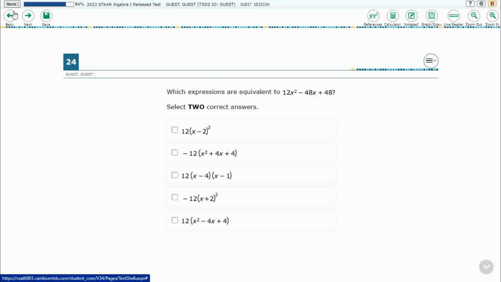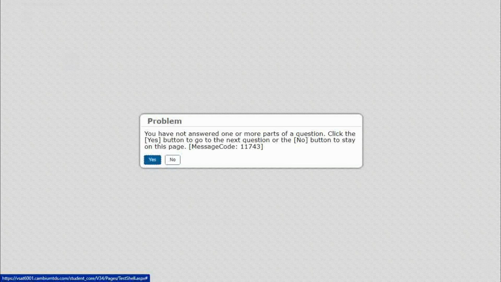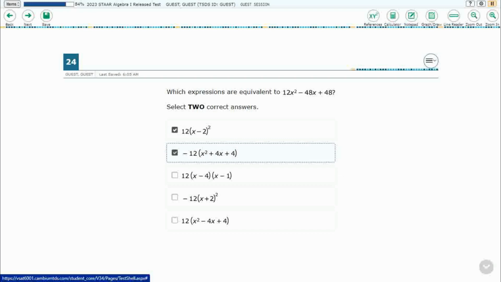Alright, so we need to select two answers here. You notice what happens if I try to just select one. It is going to show an error message saying you have not answered everything. And if I try to select a third one, after I've selected two, a third one is not an option. So they really want you to select two answers here. So let's see what they're actually asking us to do.